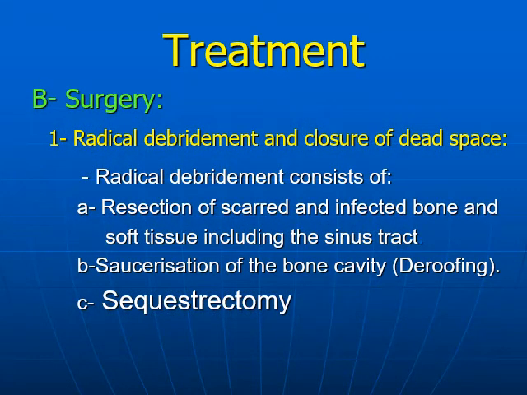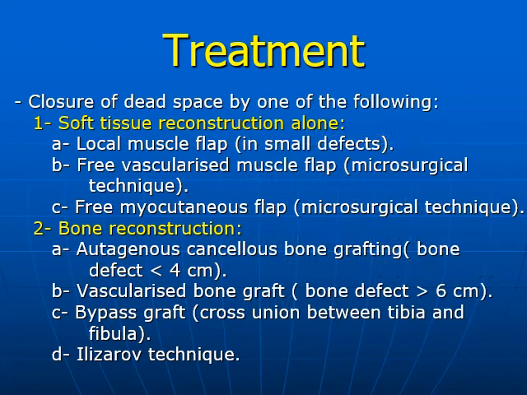So how can I treat chronic osteomyelitis? Radical debridement and closure of dead space. Radical debridement consists of resection of the scarred and infected bone, including the sinus tract. I should include the sinus tract during my resection. Saucerization of the bone cavity, that's to say deroofing of the bone, and sequestrectomy, that's to say removal of the sequestra. So we will find that we have a dead space or a defect.